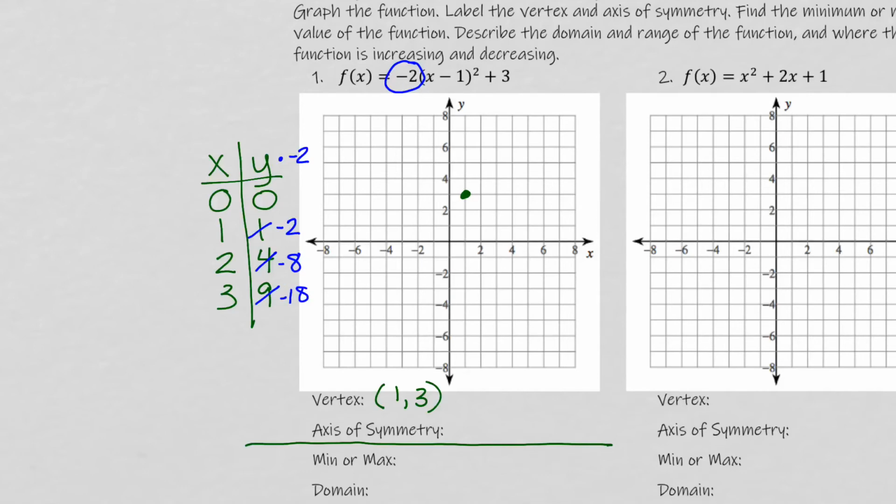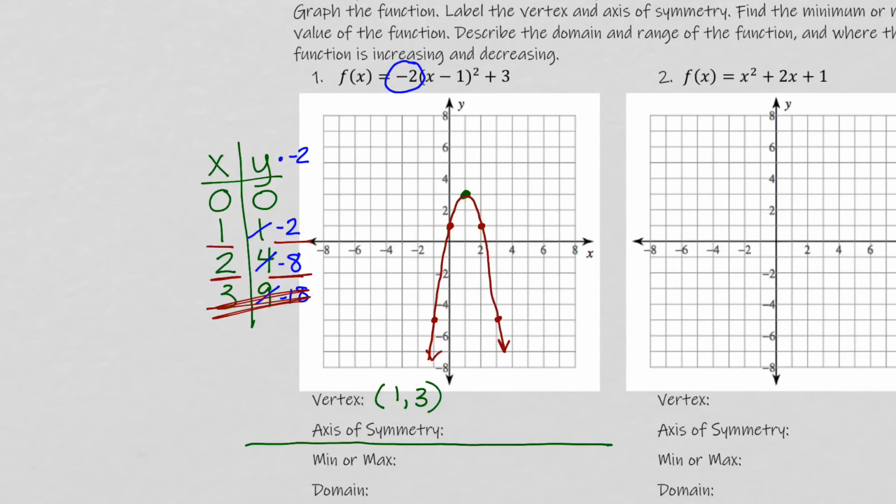All right, so I'm going to use those points that I just found, starting at this vertex. That became my 0, 0. I'm going to go right 1, down 2, since it's negative. So right 1, down 2. You also go left 1, down 2. I go right 2, down 8, and left 2, down 8. This right 3, down 18 is not going to fit, so I'm not even going to worry about that. But I can go ahead and connect my dots now.